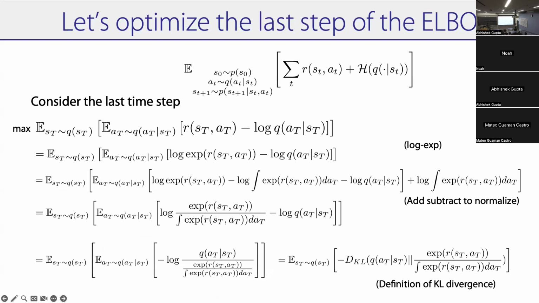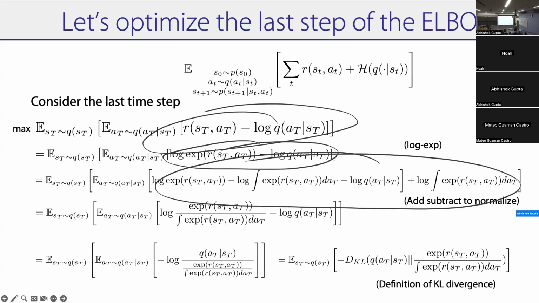So just to recap, all we've done is we started from this thing, we did log x, we added and subtracted something, then we did a little bit of algebraic rearrangement with the logs, and you got a KL divergence between q and x bar divided by integral x bar. So what is the best q?